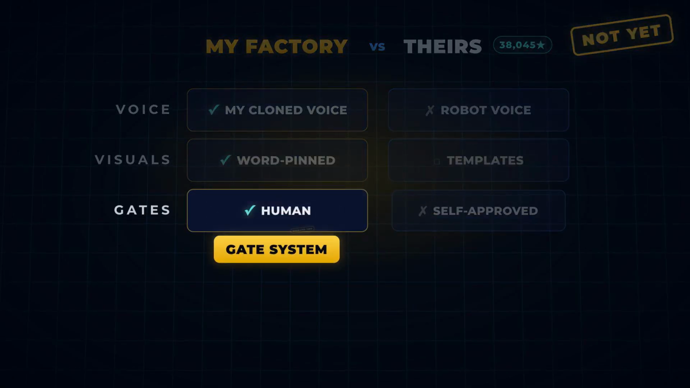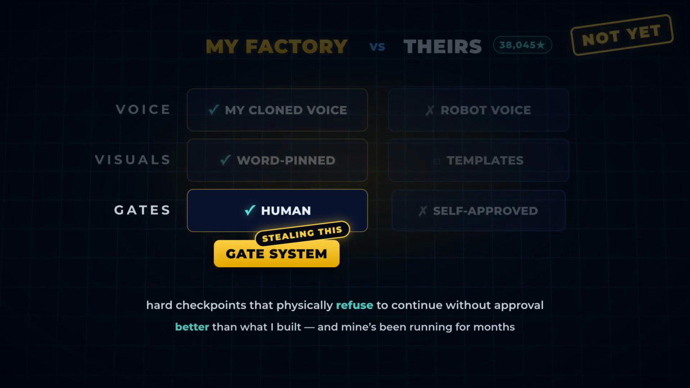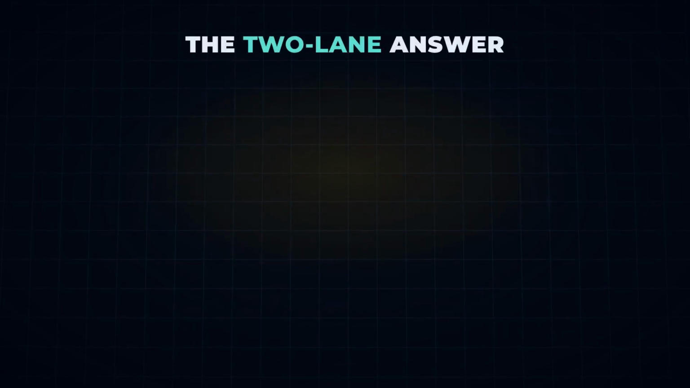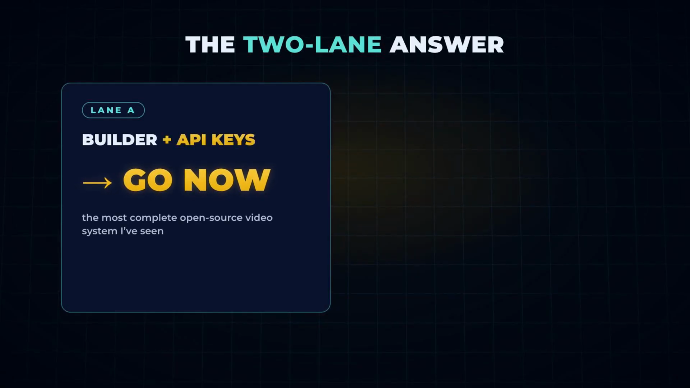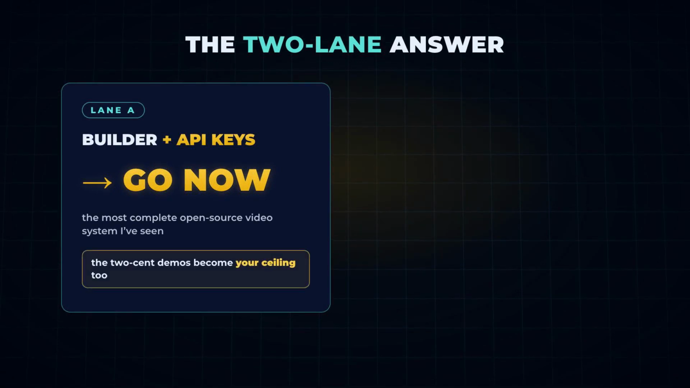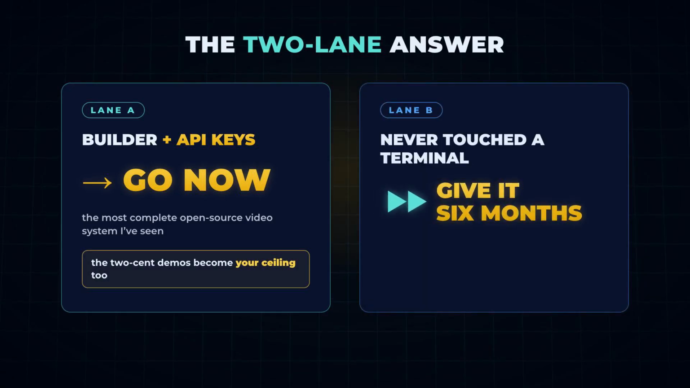That gate system, hard checkpoints that physically refuse to continue without approval, that's better than what I built, and mine's been running for months. Here's the two-lane answer. If you're a builder with a coding assistant and a couple of API keys, this is the most complete open source video system I've seen. With image and video keys plugged in, those 2 cent demos become your ceiling too. If you've never touched a terminal, give it 6 months. This is moving at a pace where the rough edges won't survive long.